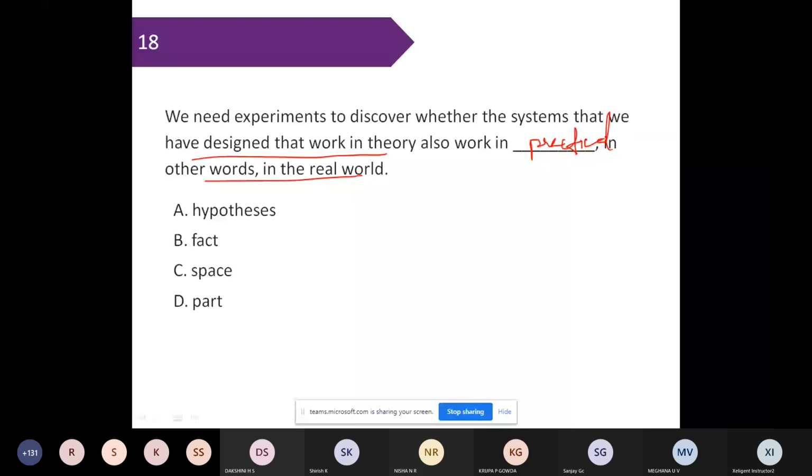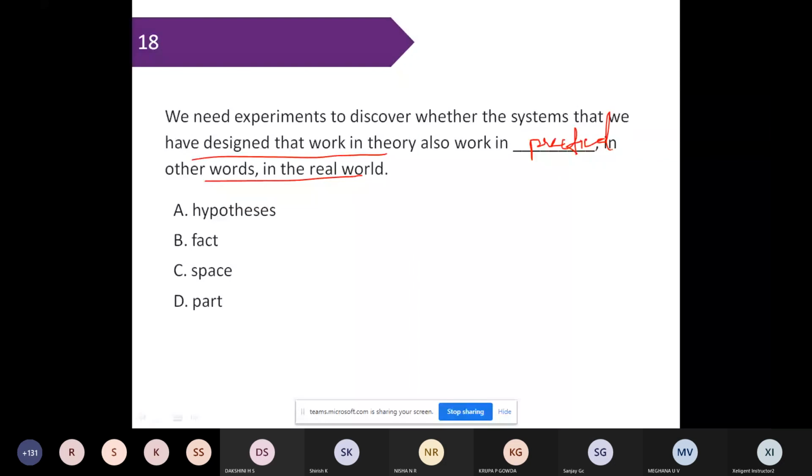I have given my guess word as practical, then how can we go for space? Space is not logically correct. Okay, so hypothesis. Hypothesis is again theory. That's what is already given in the question. So they have already worked it out in theory. They need to work it out practically. So the correct answer is fact. Option B. Fact is correct.